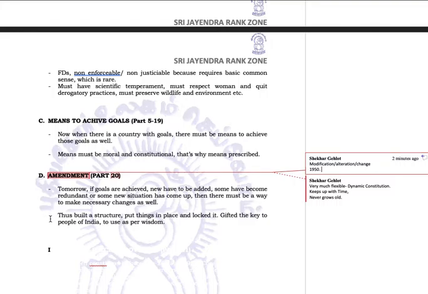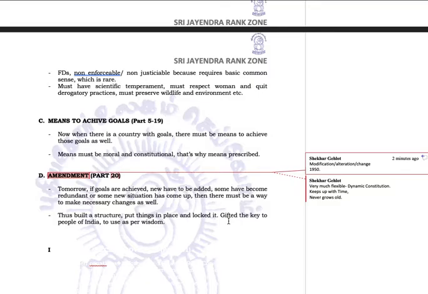They built a structure and put all the things in place and locked it. Like they built a very big building, they put all the pillars, all the furnishings and everything there for a comfortable stay for the next 40-50 years, and put a lock over it. And then they gifted the key to the people of India.